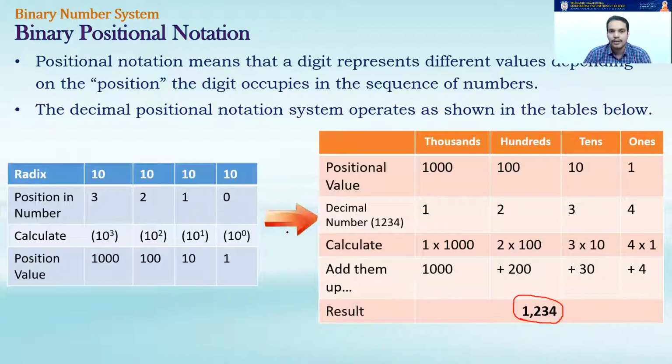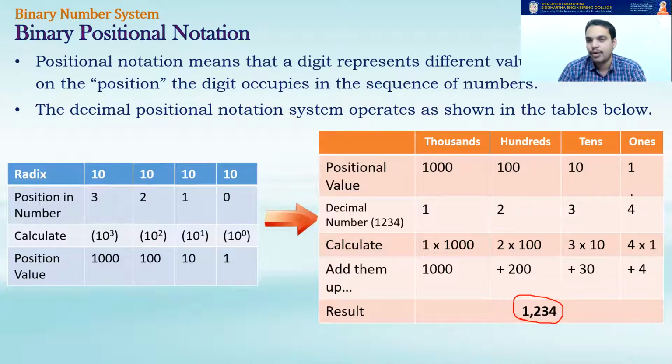The positions are nothing but powers of 10. So 10 power 0 is the last position, then 10 power 1, 10 square, 10 cube. That means it is the 1's position, 10's position, 100's position, and 1000's position. For 1234, the 1 is placed in the thousands position, so 1 into 1000 gives me 1000. 2 in the 100's position, 2 into 100 gives me 200. 3 in the 10's position gives 30.